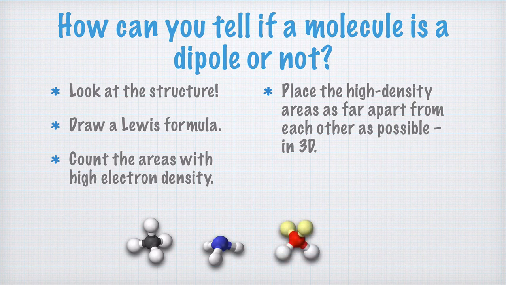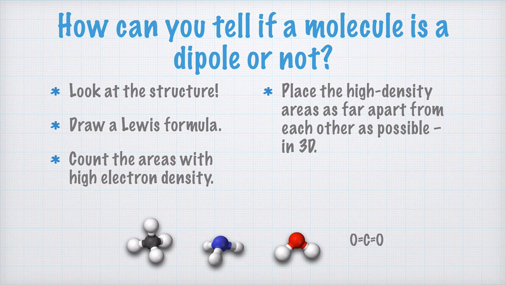In water, there's also 4 areas with high electron density, but in this molecule there are 2 non-binding electron pairs. That's why the water molecule is bent, and that in turn leads to the water molecule becoming a dipole. The carbon dioxide molecule, however, which is linear, is not a dipole, even if the bonds between the carbon atom and the oxygen atoms are polar.